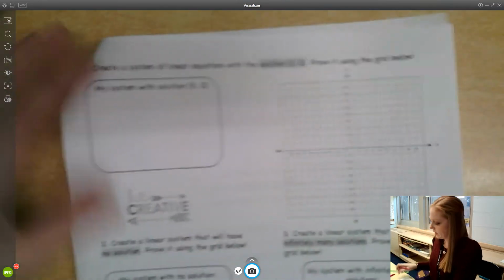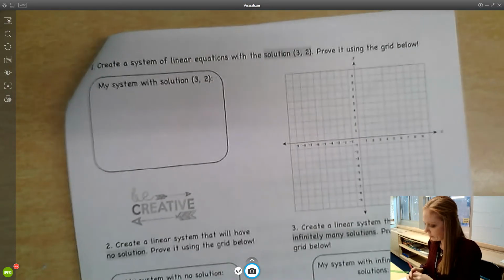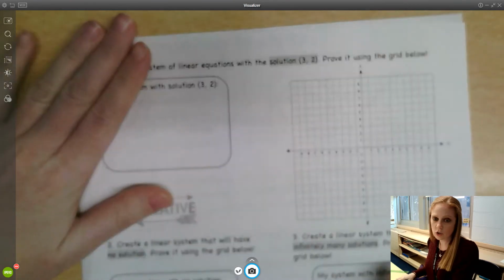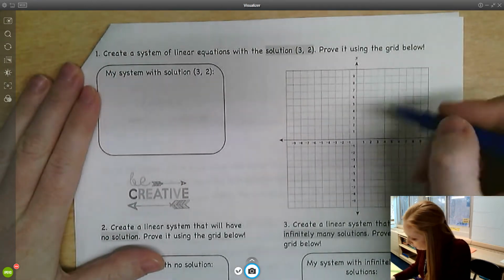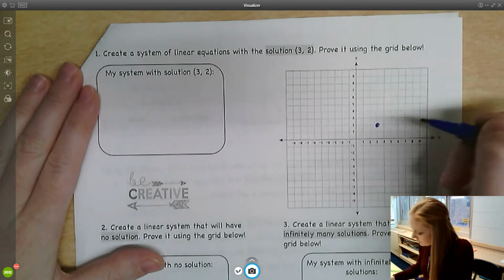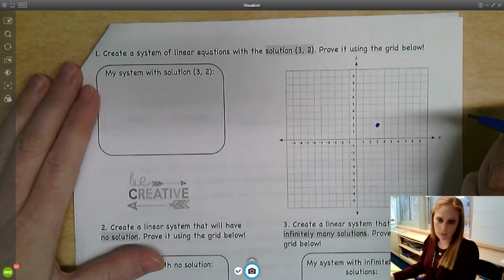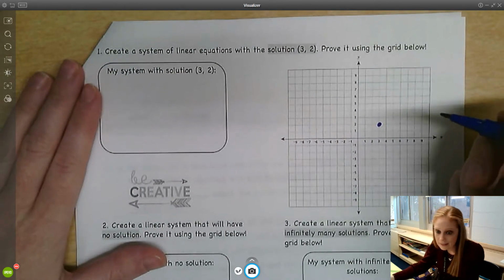Okay. Now we have a little bit of creativity on this page. Create a system of linear equations with a solution of 3, 2. Prove it using the grid below. Okay, so 3, 2 is the solution. We're kind of working backwards here. So we know that that point has to be on both lines. So you can make up any line that you want.